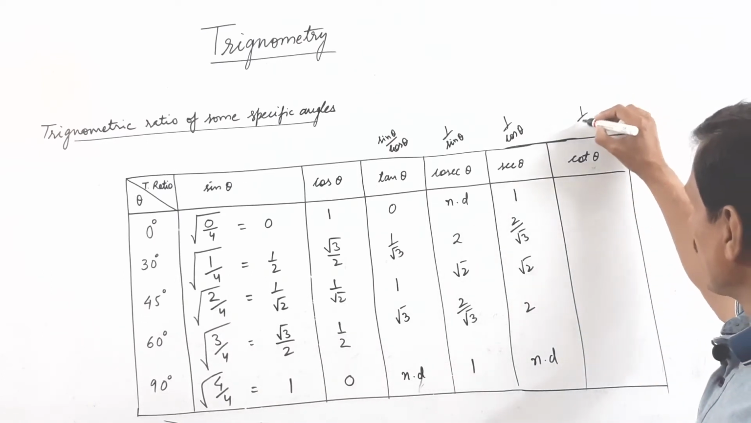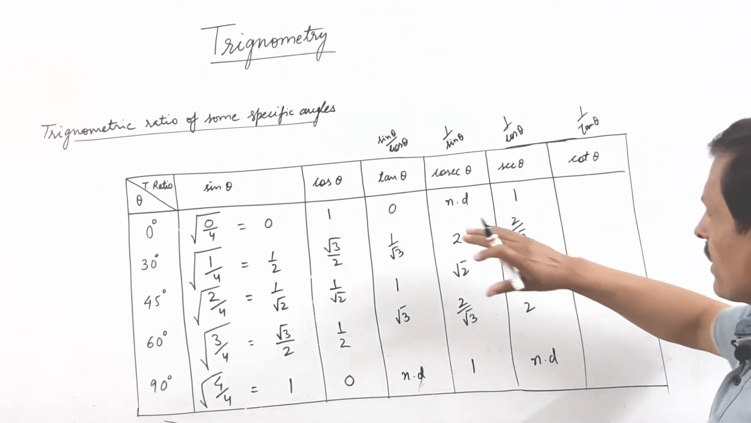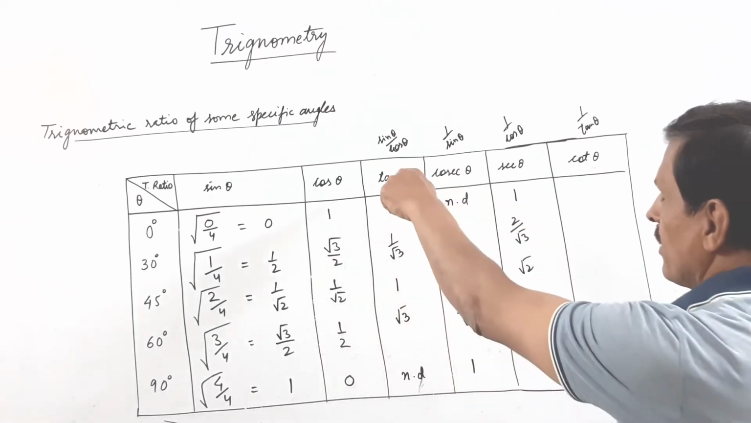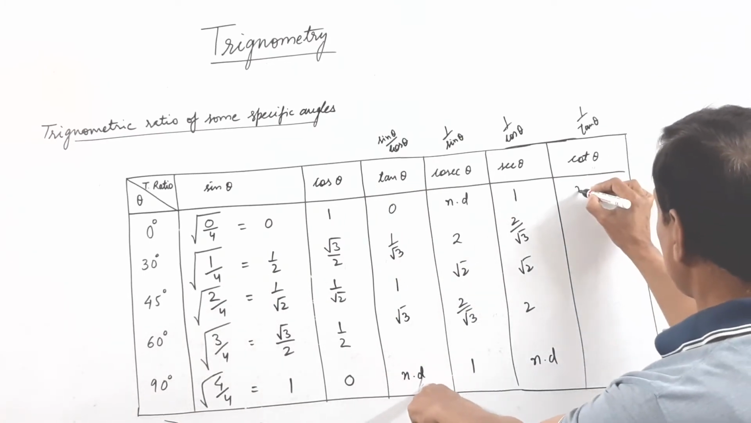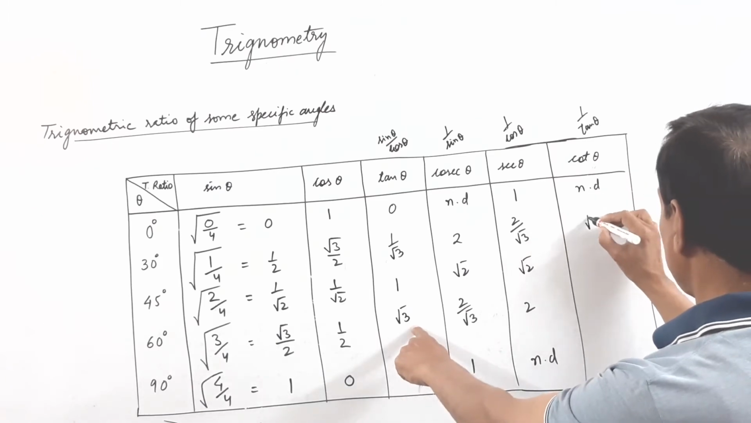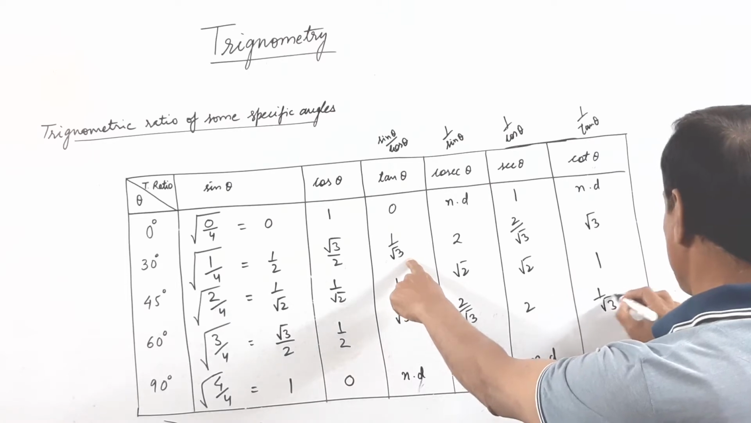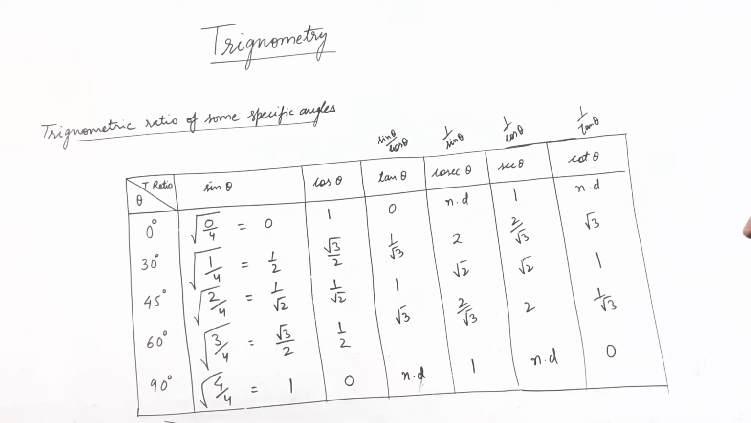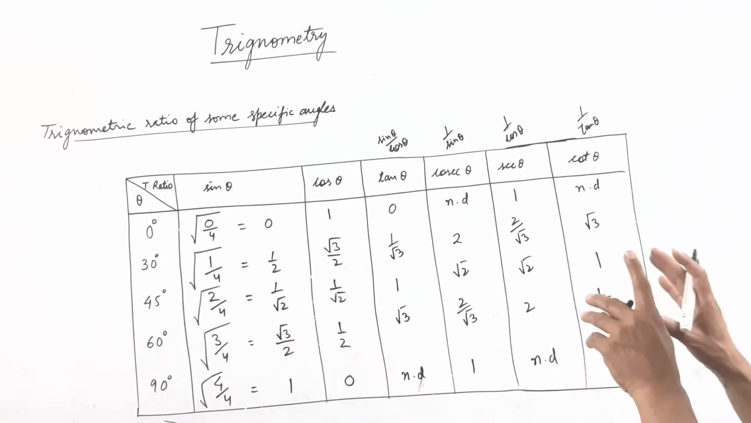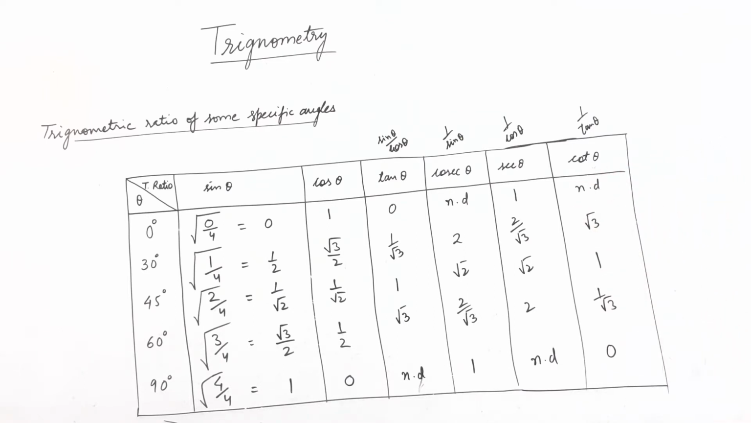Cot theta, that is 1 upon tan theta. So we can write the values of tan theta in reverse order. So first is not defined, then root 3, then 1 upon root 3 and then 0. So this is how we can obtain values of different trigonometric ratios of some specific angles.